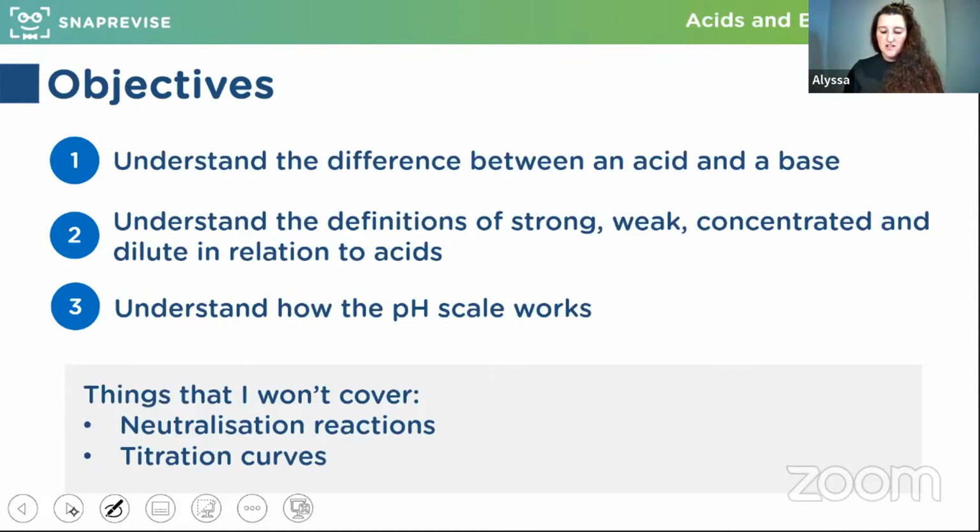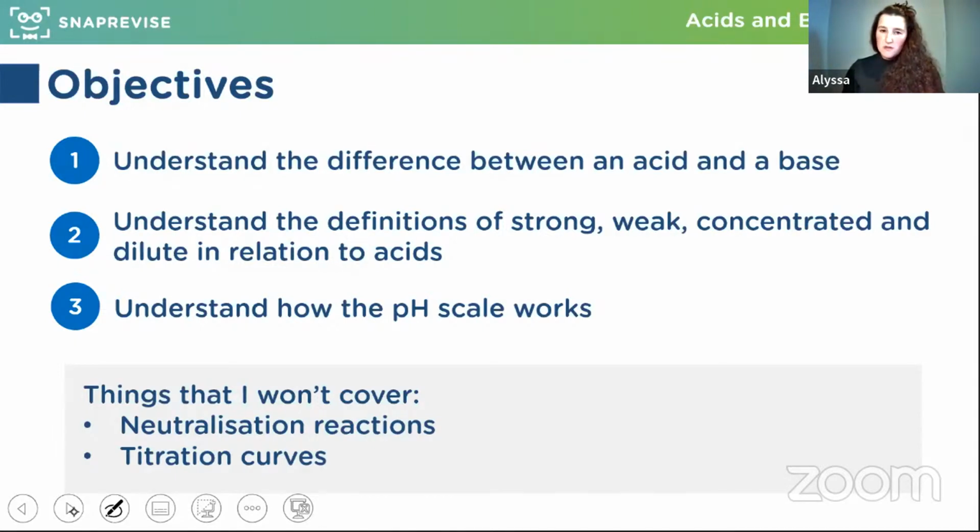We're going to understand the definitions of a strong base or acid, a weak acid or base, a concentrated acid or base, and a dilute acid or base. And we're going to understand how the pH scale works. So what is it? Hopefully something comes to mind when you think of the pH scale, but what is it? How does it work? Where does it come from?